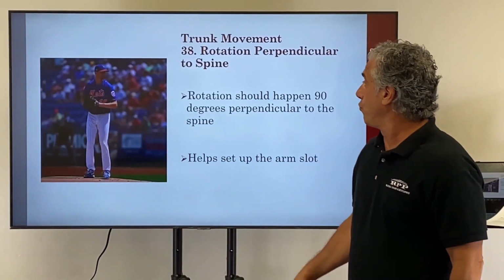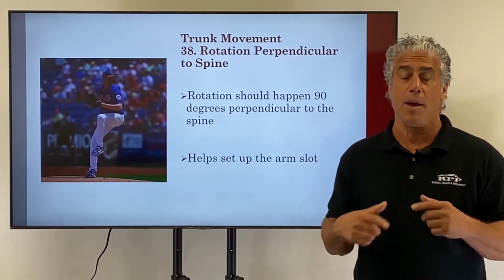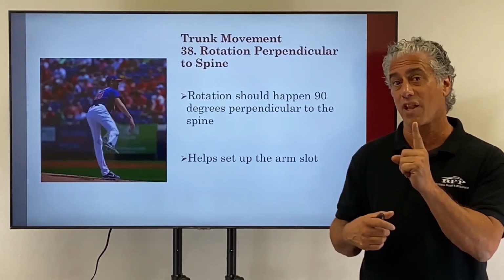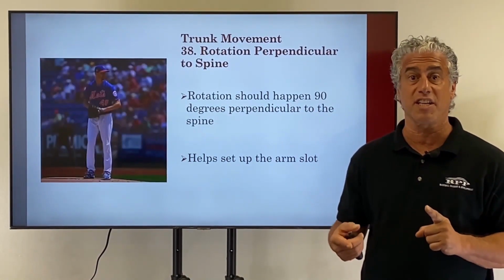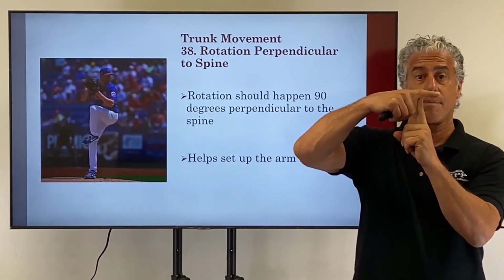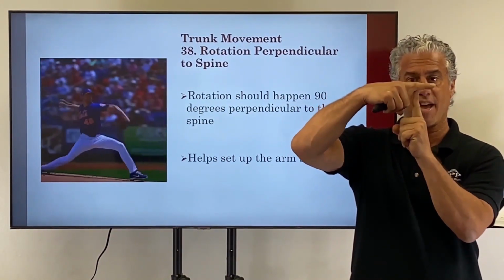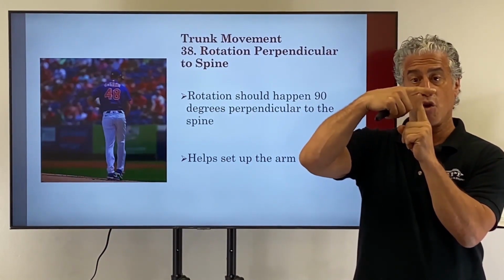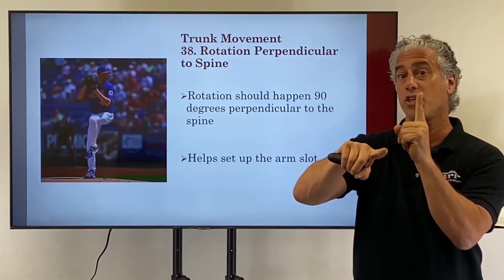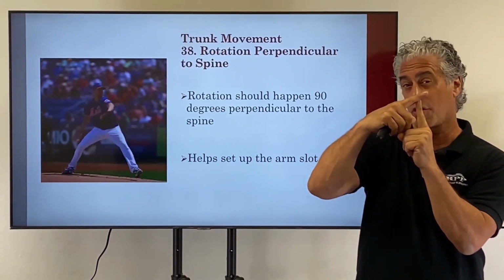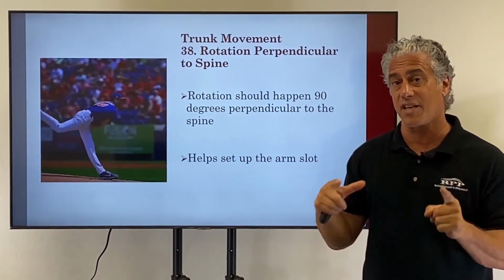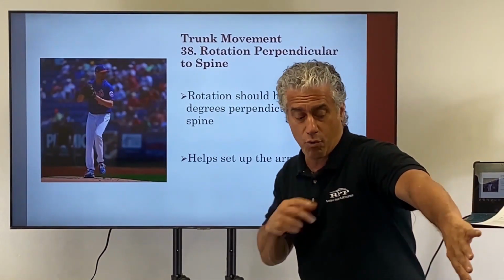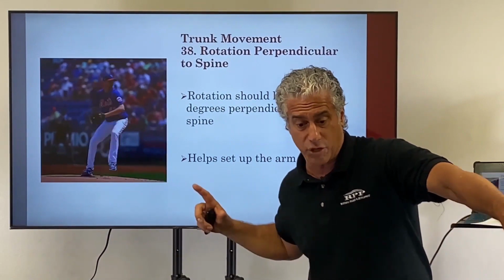Number 28, rotation perpendicular to spine. Max acceleration and efficient energy transfer best happens on a vertical axis. If I could use an example of a propeller, we have a propeller on a stem. With the propeller being your shoulders and the stem being your spine, when they are perpendicular, you get a really good spin axis. As that propeller gets a little off, it starts to wobble. This is an example of what we look for when we throw. When we throw, we want our shoulders to be perpendicular to the spine.